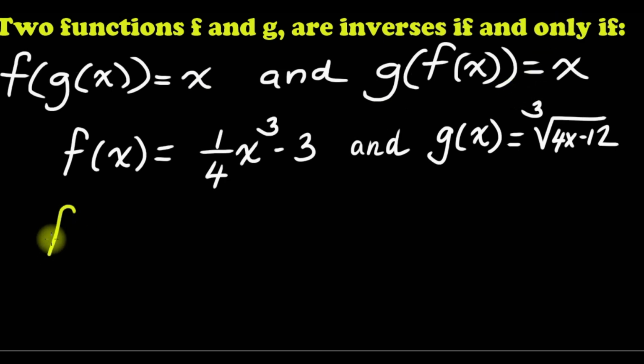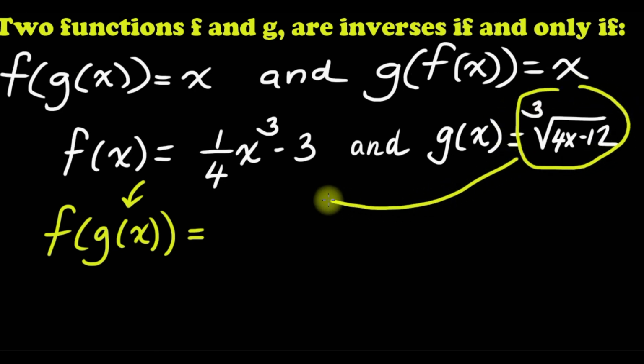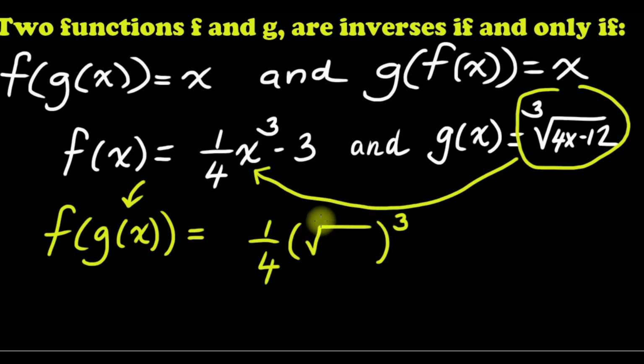F of g of x. So for this one, you're going to take the g of x, which is this, and you're going to plug that in to the x of the f of x. Okay, so it's going to look like this. 1 over 4 x and then cube. So this would be cube root of 4x minus 12. And then minus 3 at the end.